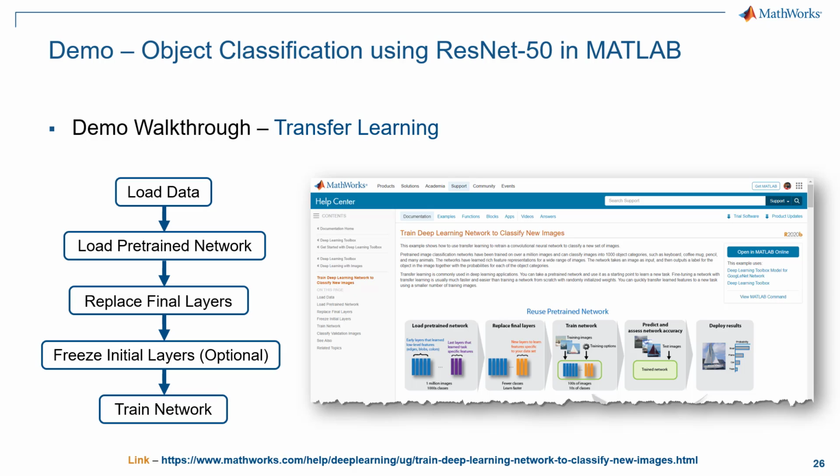On a high level, the workflow looks something like this. Initially, you load the new images and the pre-trained neural network. Next, you will replace the final layers of the network with new layers adapted to the new dataset. You can optionally freeze the weights of the earlier layers in the network by setting the learning rates in those layers to be 0. This can speed up network training since these parameters need not be computed. Finally, train the network with a new dataset.